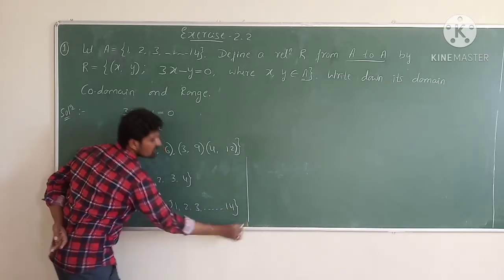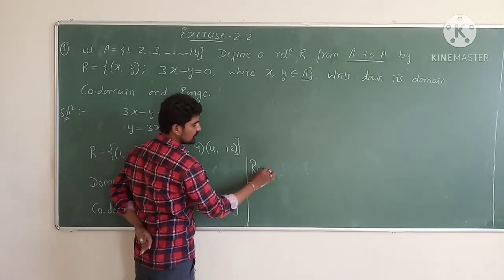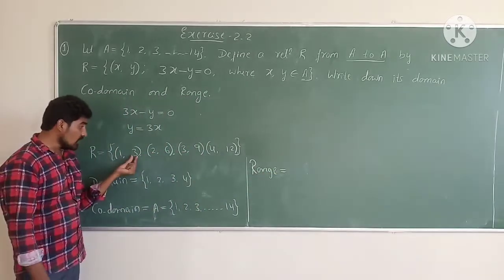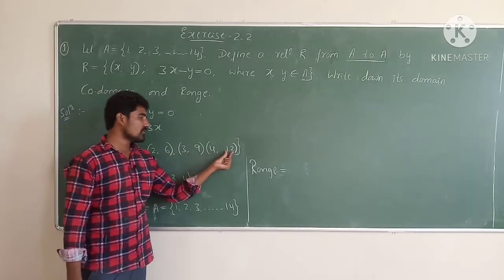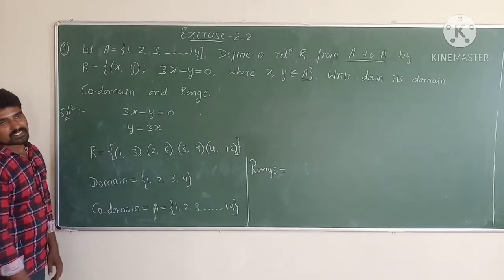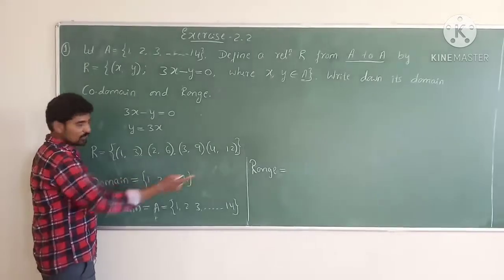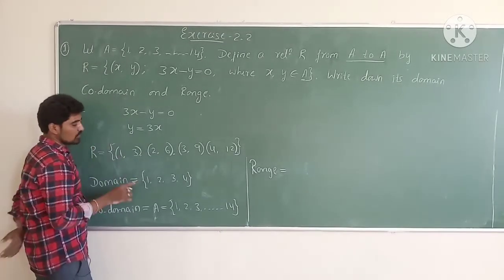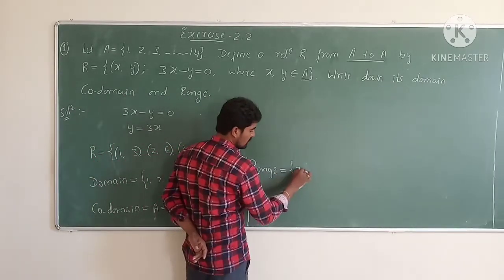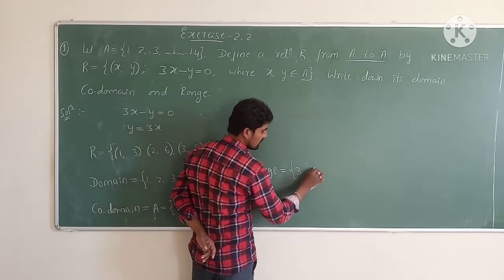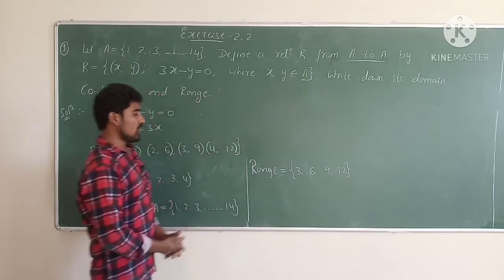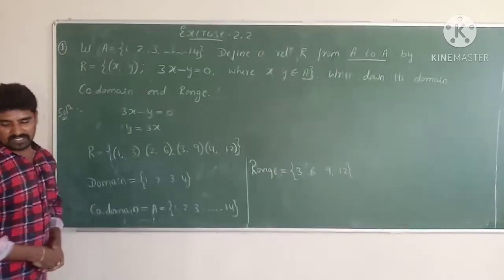And next one is what? Range of the relation R. The range of the relation R is the set of all second elements of the ordered pairs in the relation R. The second elements are 3, 6, 9, 12. So the range is 3, 6, 9, 12. I hope all of you understood. If possible, take a look.